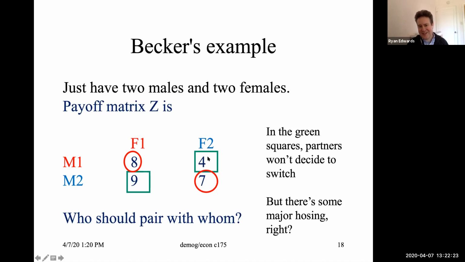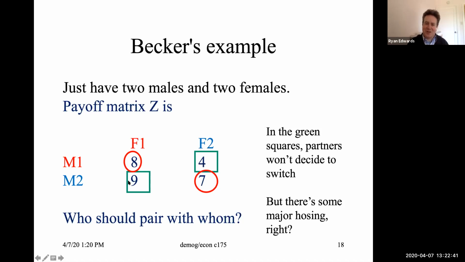Now, would M1 and F2 like to switch? Yeah, but the problem is they would have to get one of the others to agree to it. F1 and M2, getting their 9 units here, are in the driver's seat. And so my point here is that there's some major hosing going on here.